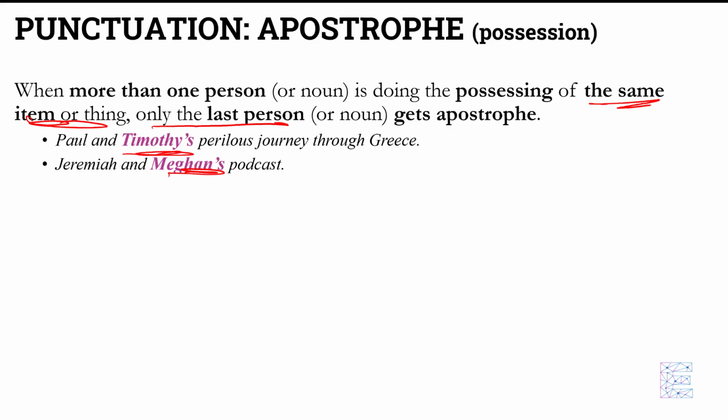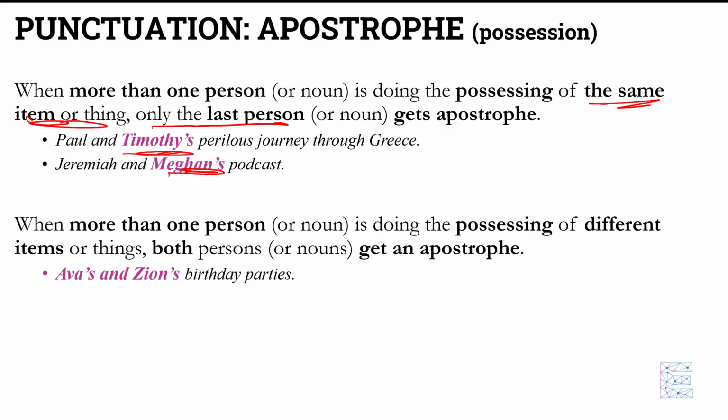So what if two people are doing an action and each of them is doing the action separately? In other words, you each have your own thing going. So in that case, you each get an apostrophe. It kind of makes sense. I have my own thing, you have your own thing. We should get our own. Each of us really should have our own apostrophe.